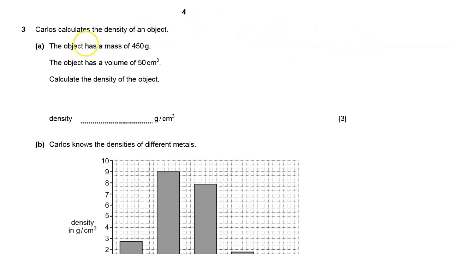Question number 3, Carlos calculates the density of an object. He wants to calculate the density of an object. The object has a mass of 450 grams, the volume is 50 centimeters cubed, and he needs to calculate the density. Of course, we know that density is equal to mass upon volume.